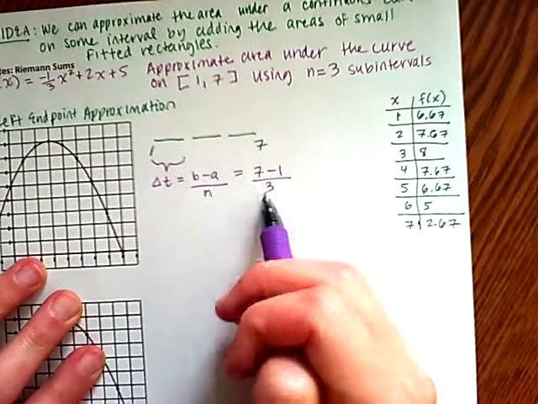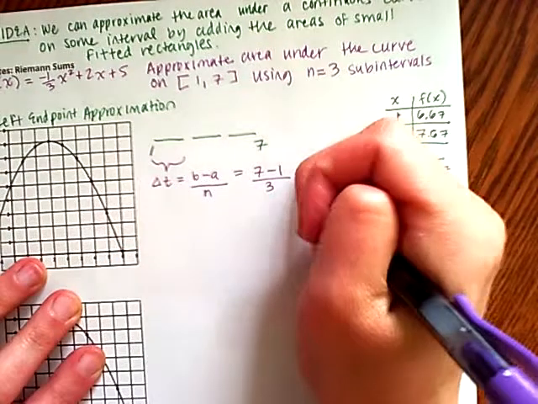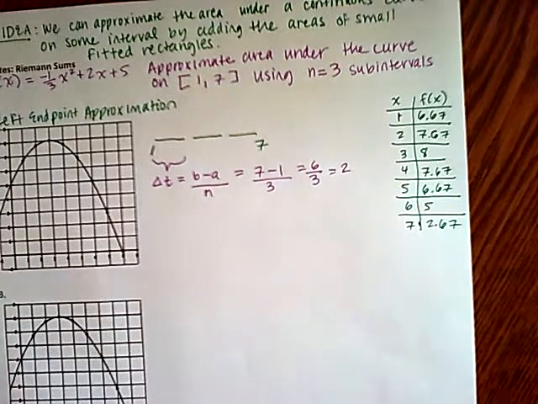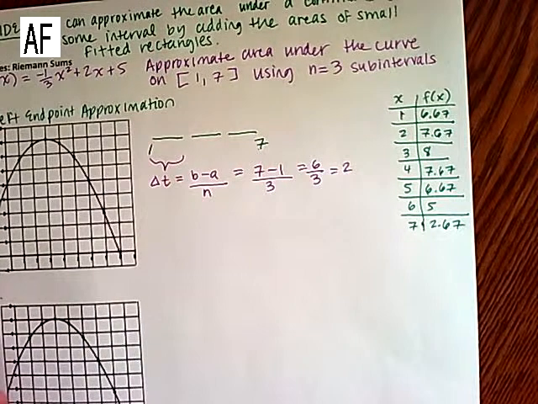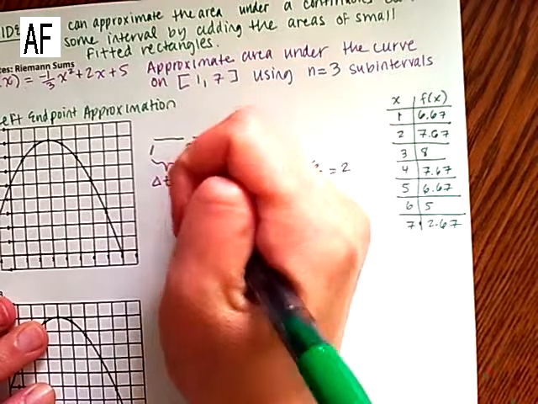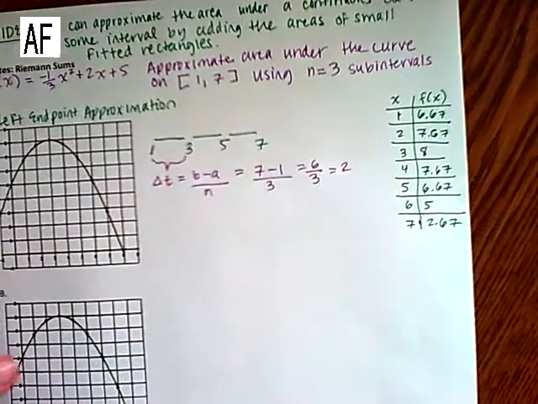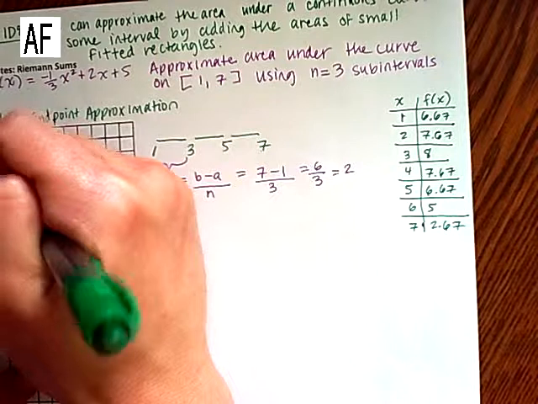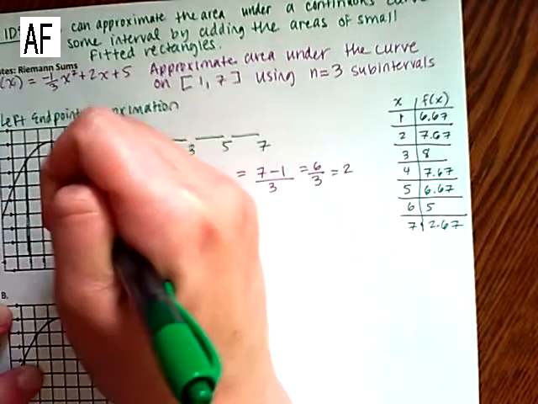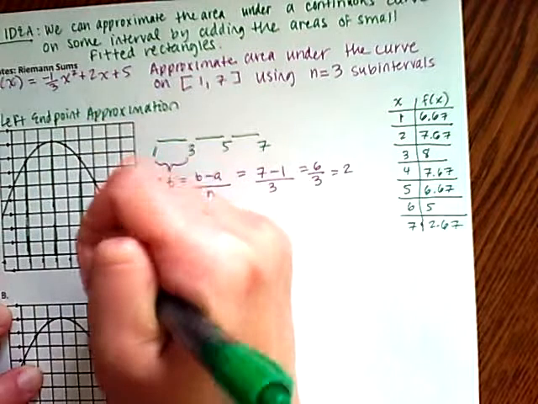Because I want 3 subintervals and the difference between 7 and 1 is 6, I'm going to end up wanting a width of 2 for each subinterval. And maybe you could have done that in your head, but if you're ever confused, you can use that formula. So if each width is 2, that means this next number should be a 3, then a 5, then a 7. And maybe you could have also seen that by sectioning out your subintervals.